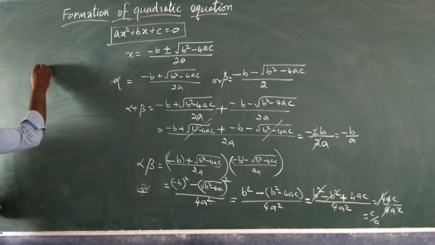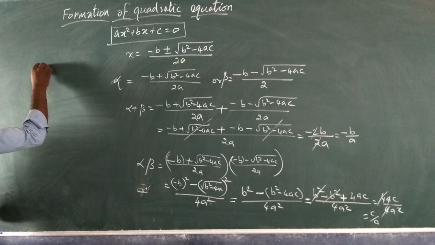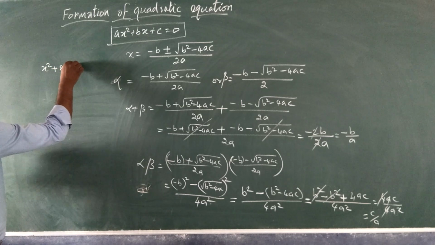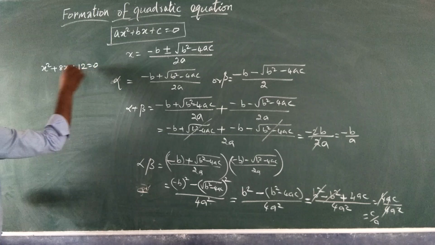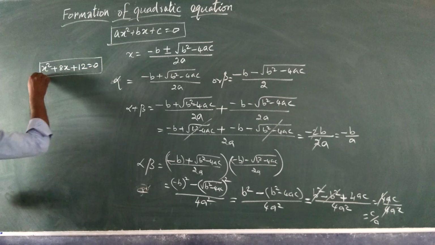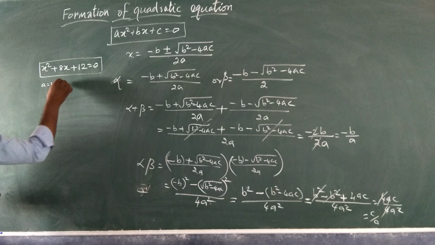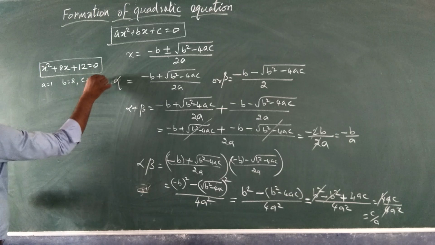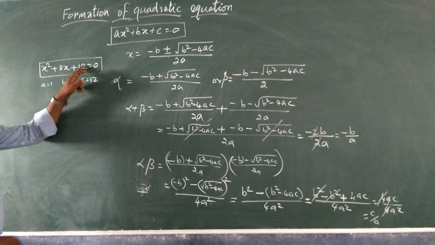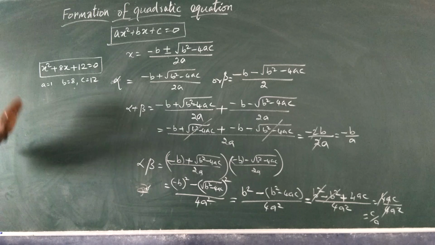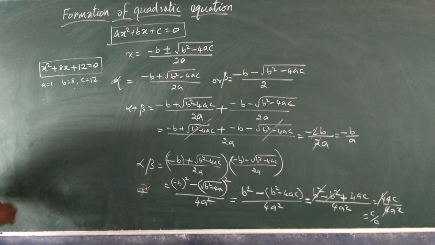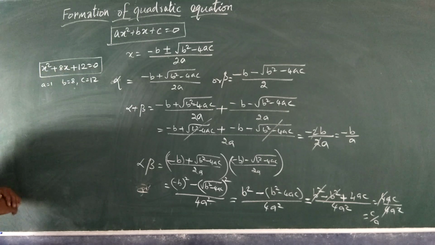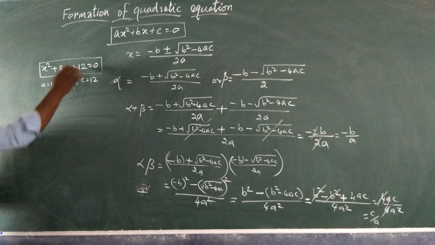If there is an equation x square plus 8x plus 12 is equal to 0, here what is a? a is 1, b is 8, c is 12. Now we are going to factorize this and find the sum and product of the roots.